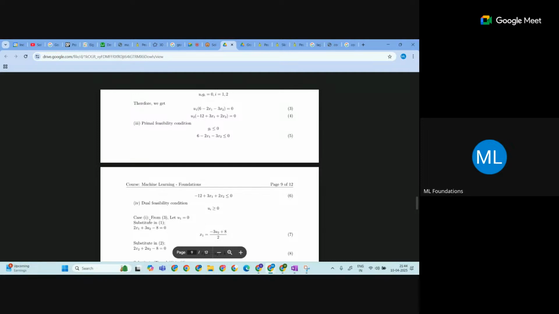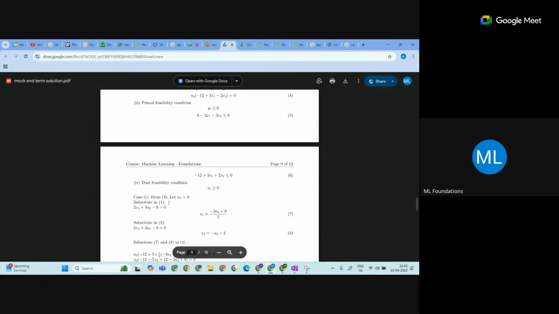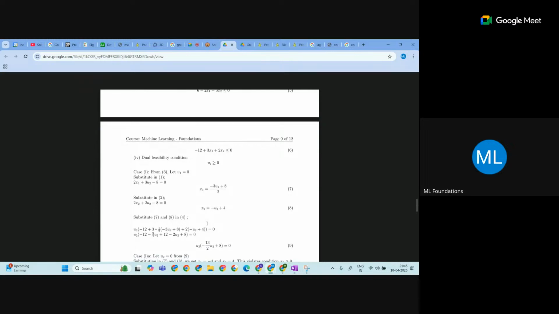Now case 1. From 3, let u1 be equal to 0. So if u1 is equal to 0, then we will have this, and from here we will get the x1, x2 values. Substitute 7 and add in 4.